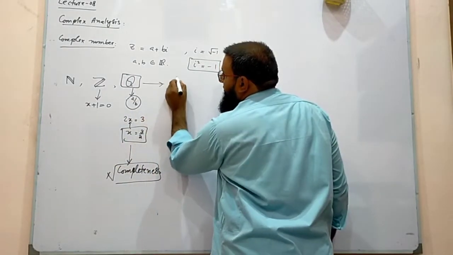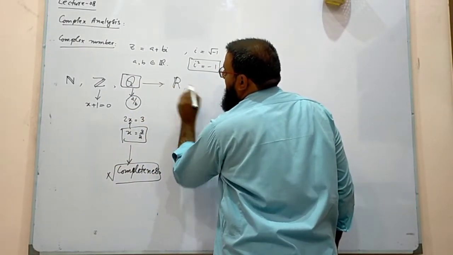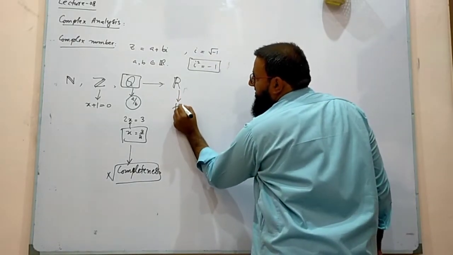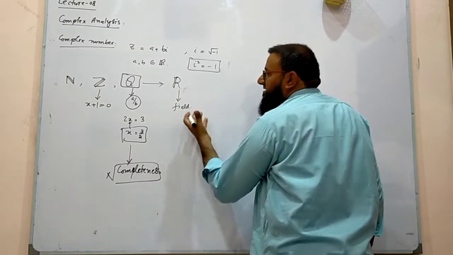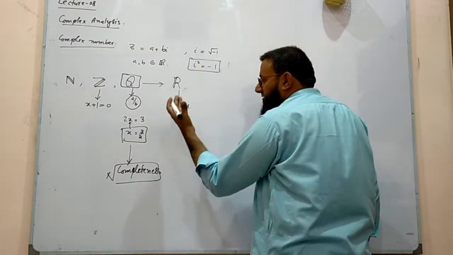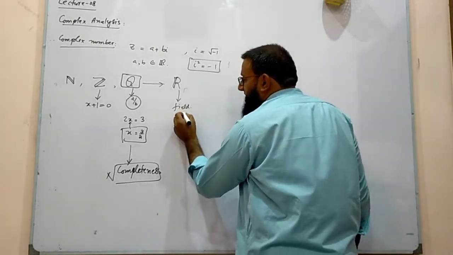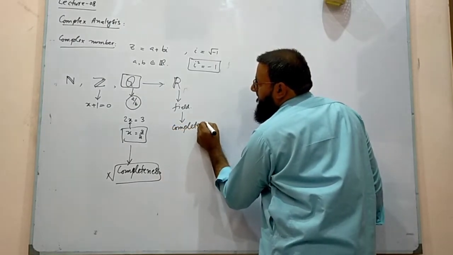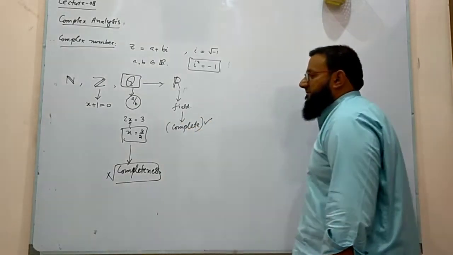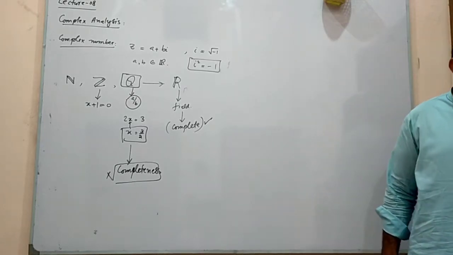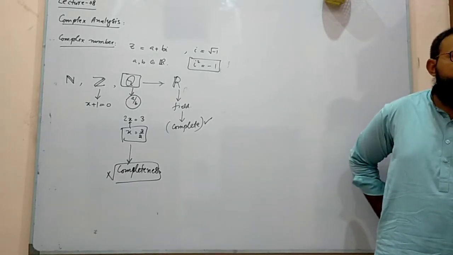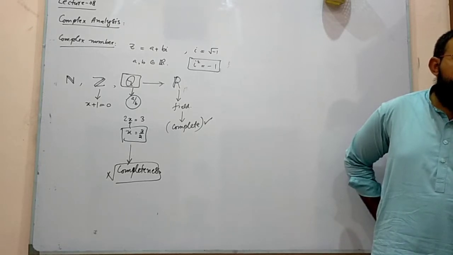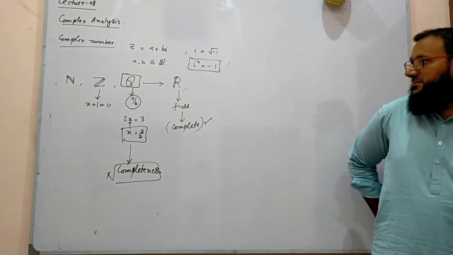Then we introduce a new set, what we call the set of real numbers. And the good thing about this one, it's a field, and field means it's an abelian group with respect to addition, and there are some additional properties as well. And the good thing about this one is it is a complete set. And what do you mean by complete? You take any Cauchy sequence, if it converges in that set, we call the set to be complete.